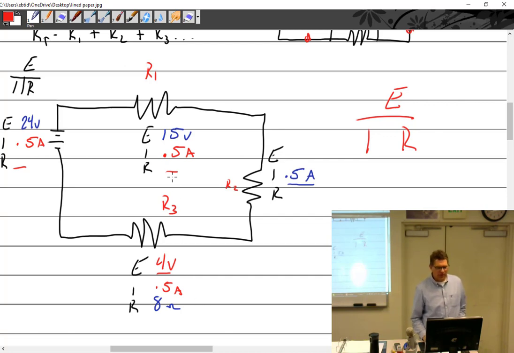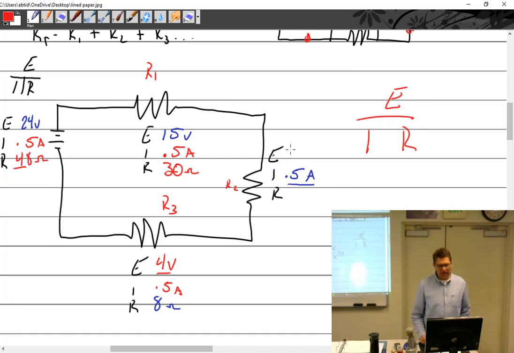Well, what else can I do? We can do this one right here, right? Let's do that. So R is E divided by I. So 15 divided by 0.5 equals 30 ohms. All right, I could solve for this right here. Same thing. I want R, so E divided by I. 24 divided by half should be 48 ohms.